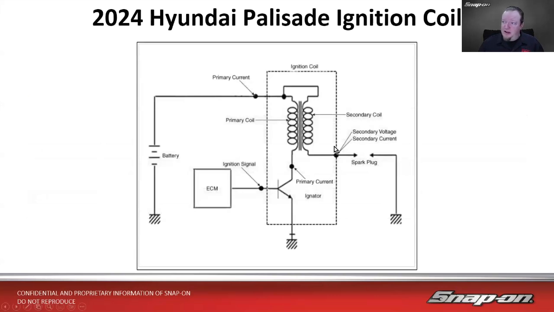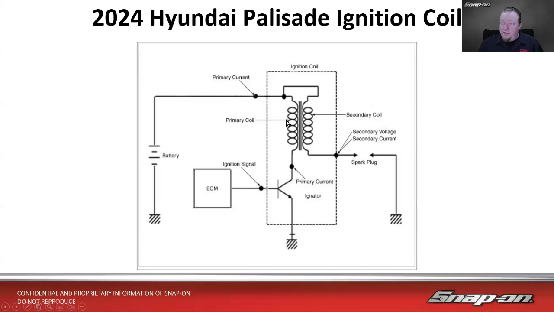And then we get to this Hyundai Palisade, which is along a similar idea, right? So we got a little diode in there. It's got a little igniter circuit. So the ECM sends the ignition signal. We got ground, we got power from the battery, right? And you got primary side, secondary side, and you got your spark plug down.